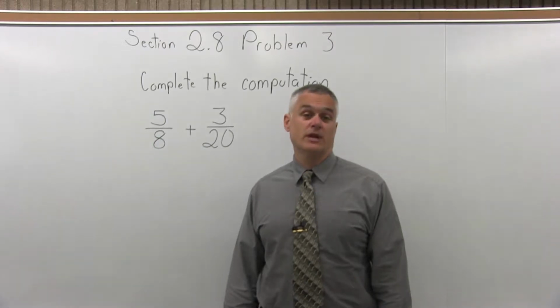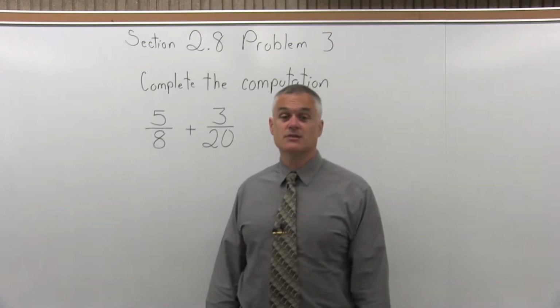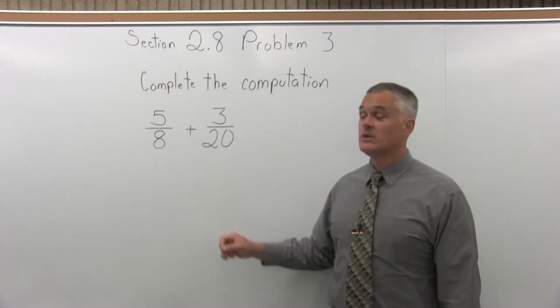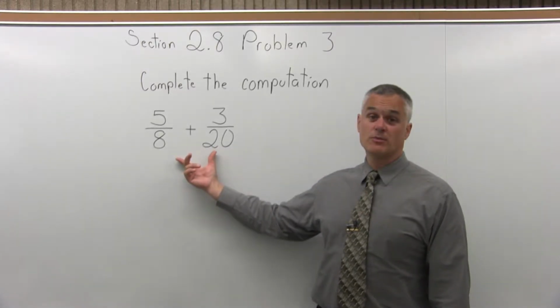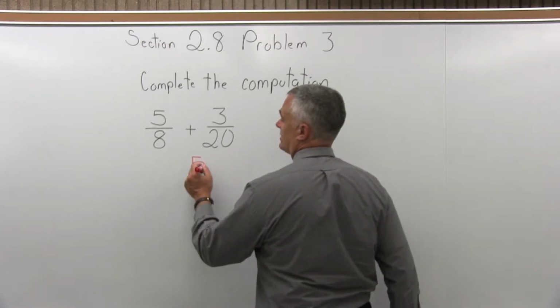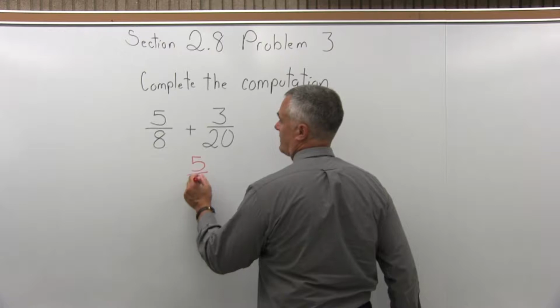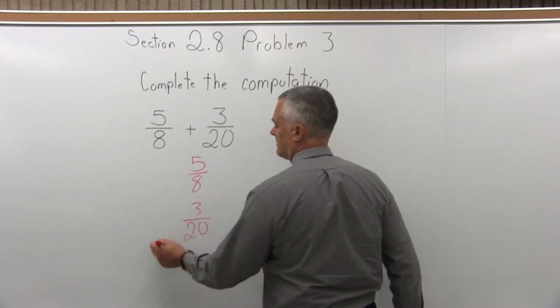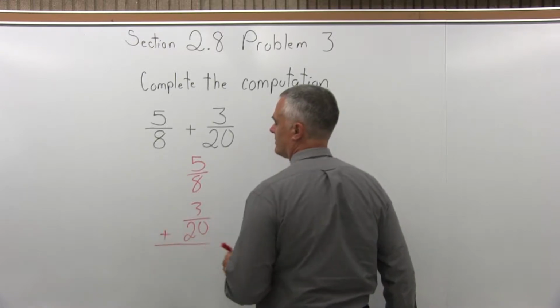This is Section 2.8, Problem number 3. It says complete the computation 5 over 8 plus 3 over 20. So this is a problem where we need to find the common denominator. I prefer to write problems of this sort in a vertical format. So I'll write 5 over 8 and underneath 3 over 20, and we'll add them together.